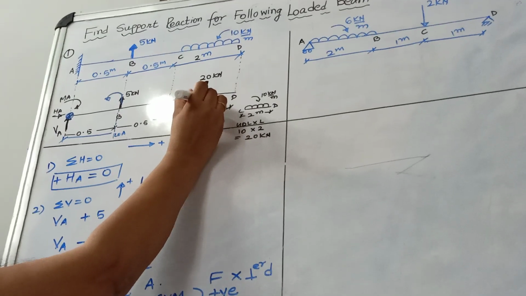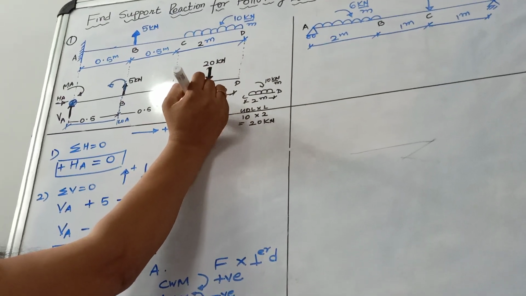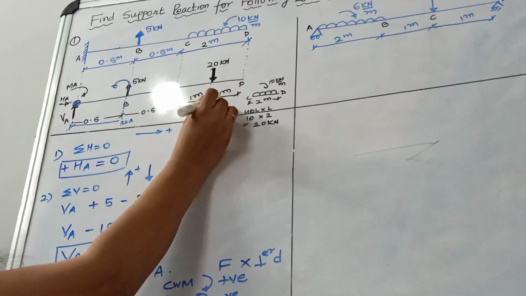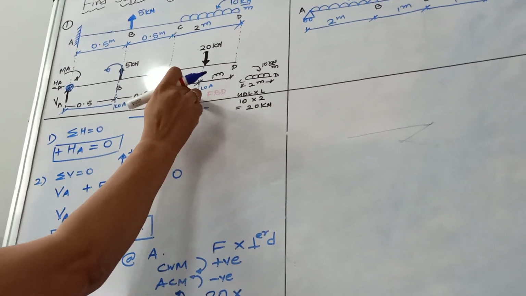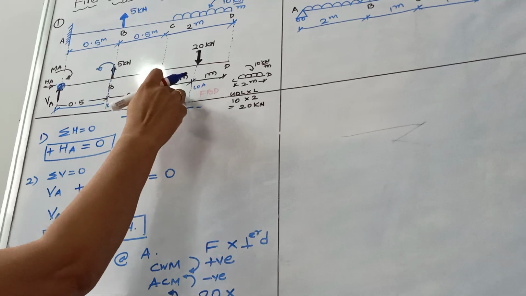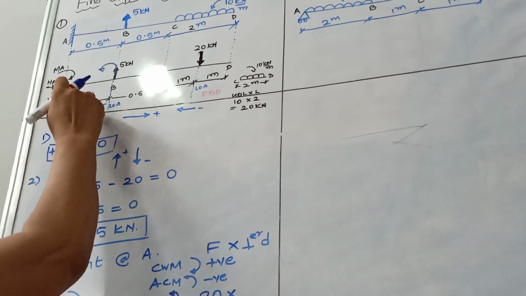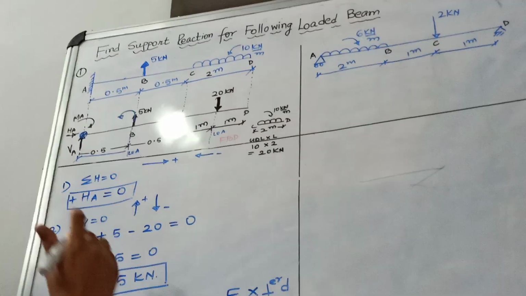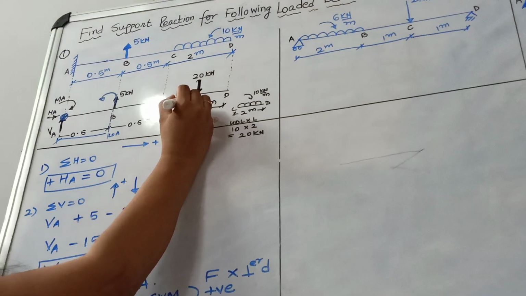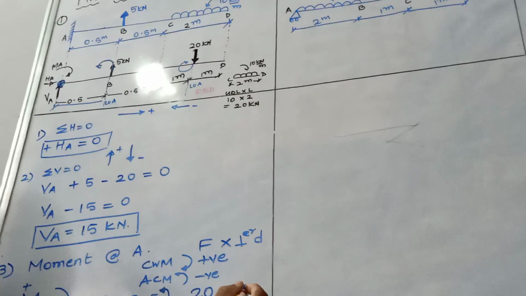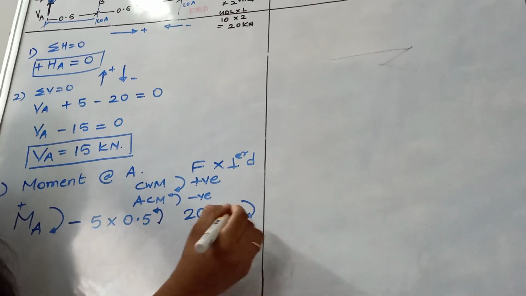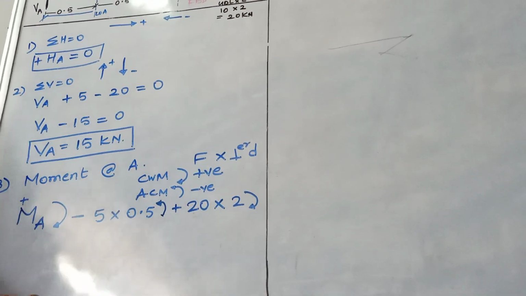So we extend the line of action. So this is LOA, and what is the distance from LOA to the point A? 1, 0.5 and 0.5, so it comes out to be 2. And how will it rotate? It will try to rotate in the clockwise direction. So clockwise is considered as positive.